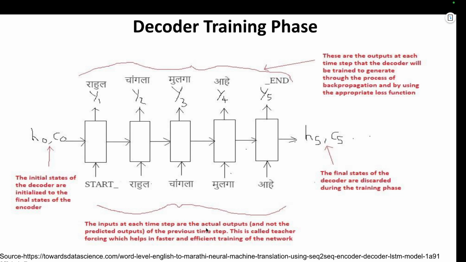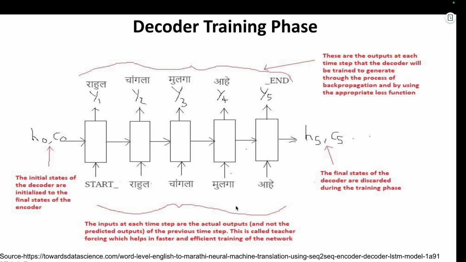The input at each time step is the actual output of the previous time step. This is called the teacher forcing method, for faster and efficient training of the network. Now for "Rahul is a good boy", the output should be the ground truth. This should be the output.